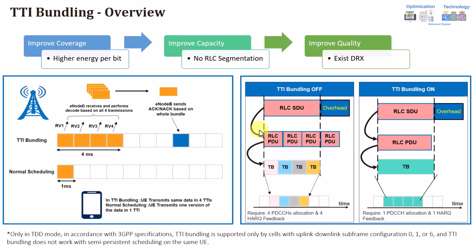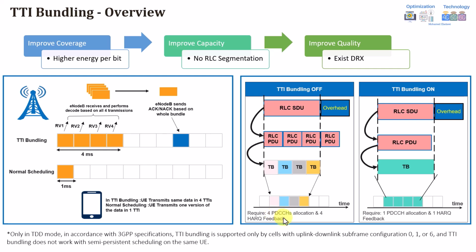Why is the splitting being done here? The splitting is done to increase the power per bit or per resource block. So you will have much better coverage whenever you do a segmentation. But the segmentation also decreases the capacity, because for each one of those you will require a PDCCH allocation, right, to say in which TTI he can send this particular data.